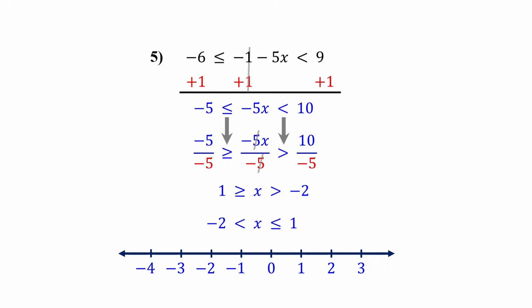Excellent. Now let's graph this on a number line. Since -2 is not included, mark an open circle at -2. Since 1 is included, mark a closed circle at 1. Then shade everything in between. That's your solution on the number line. In interval notation, it's written from -2 to 1 with a parenthesis at -2 since it is not included and a bracket at 1 since it is included.